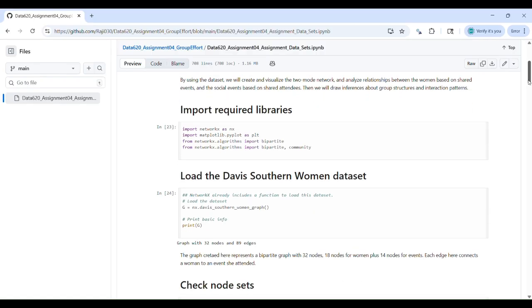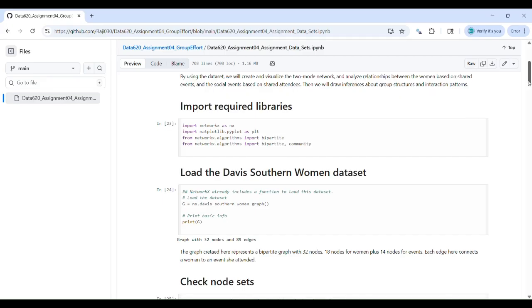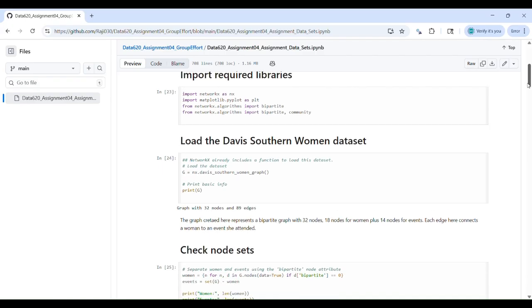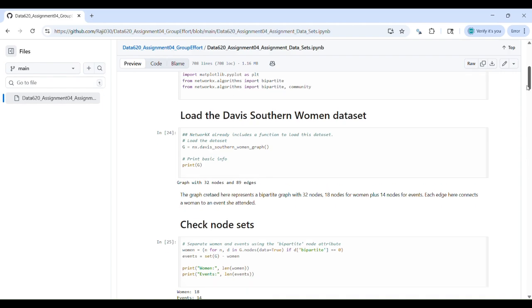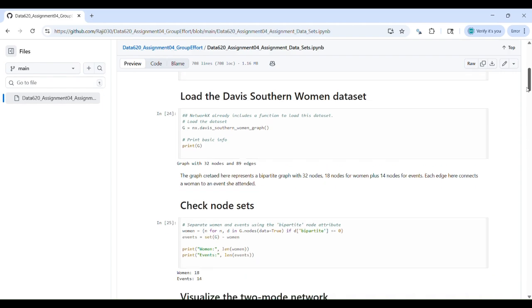So these are the Python libraries that we used in this assignment. We used basically NetworkX and matplotlib, and then we load the Davis Southern Women dataset. NetworkX already includes a function to load this dataset, so we just utilize that function.